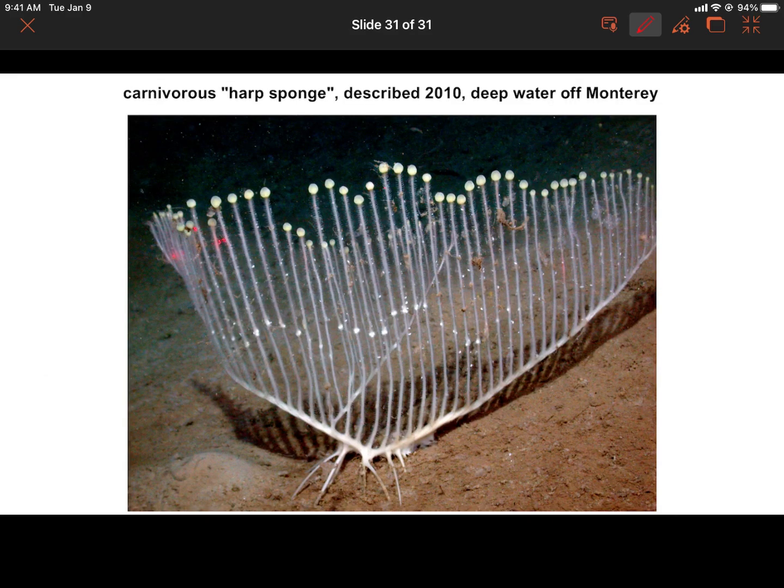They're suspension feeders. This is a tiny one. We have some big ones off of our coast. This is a harp sponge. I think this is like 2 meters across or something like that in deep water in the Monterey Submarine Canyon. The thing I just want to point out is that sponges are these nice simple body plans organized around water flow, but even with that super simple body plan, you can do something completely different, and that's what these predatory sponges are doing. Okay.